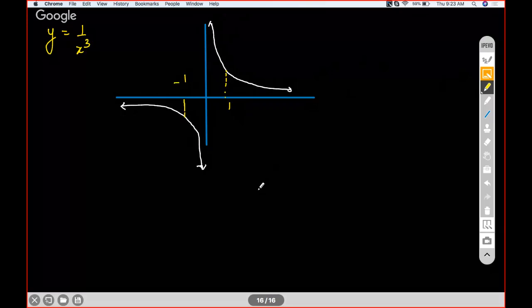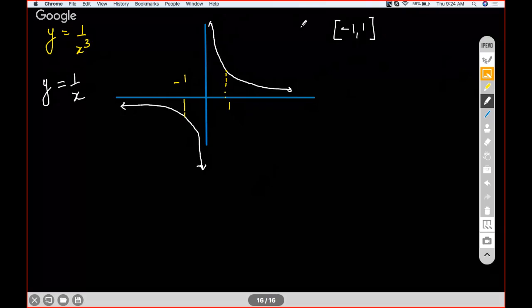So when x equals -1, y will also be -1, so it'll be here, and when x equals 1, y will also be 1, so it'll come there. Then when x equals 2, it'll be 1 by 8. So what will that be? That'll be much smaller, like 0.125.